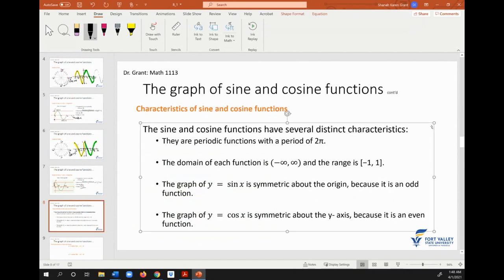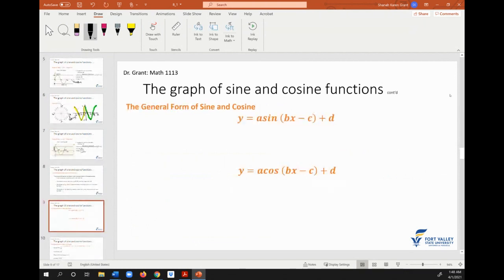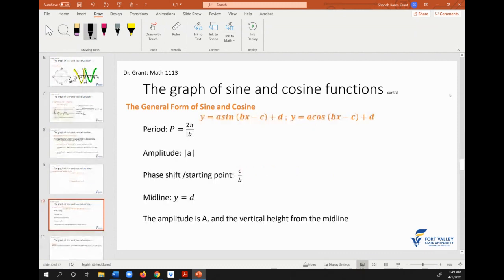So now let's say we have a general form for the sine and cosine function. So we have y equals a sine of bx minus c plus d, or y equals a cosine of bx minus c plus d. Now, this is not different from the previous shifting that we have done, but there are little things that we have to make note of when we're doing our shifting.